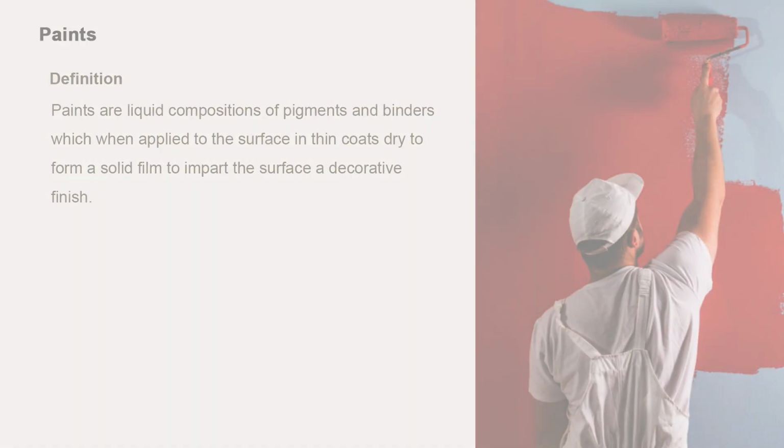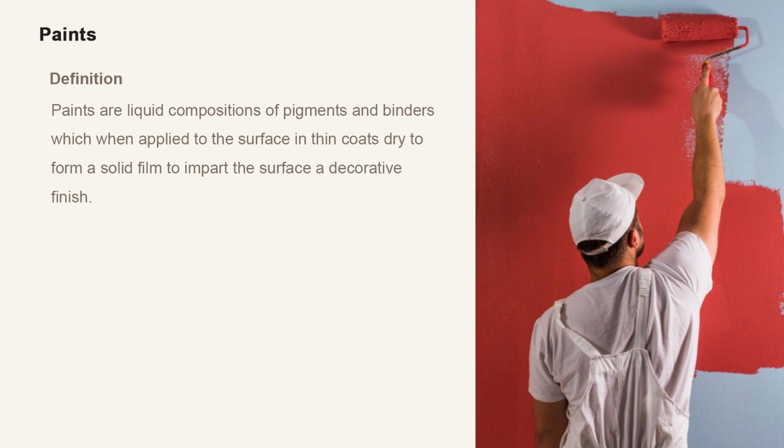In this lecture on painting, distempering and whitewashing, we are first going to talk about paints. Paints aren't just about adding a pop of color to your walls. They are liquid compositions of pigments and binders that, when applied in thin coats, dry to form a solid film. This not only gives your surface a beautiful decorative finish but also provides protection.